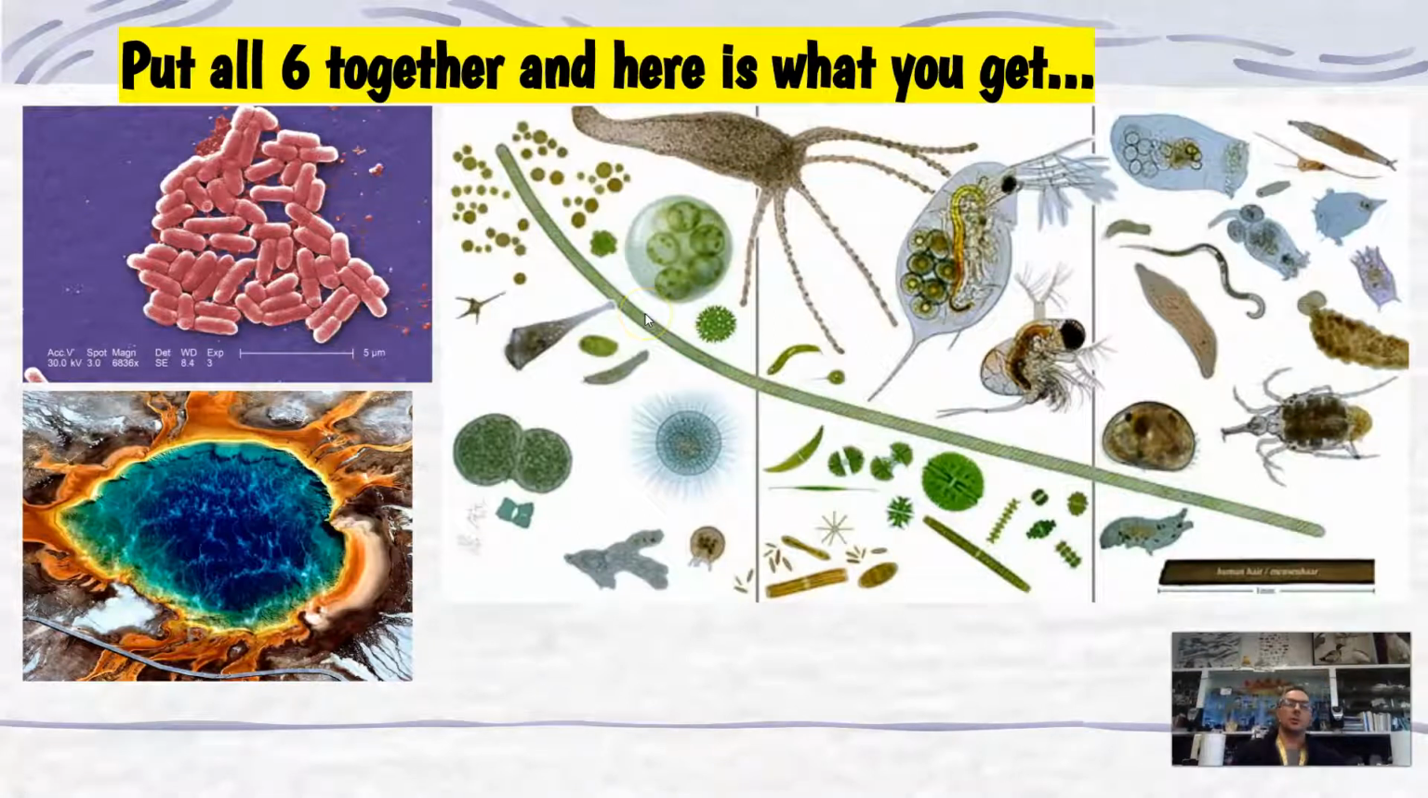Okay, so let's put it all together now. We have all 6 things, right? We have all living things are made of cells. We have all living things need and use and require energy. We have all living things have DNA. And those are really the big 3, right? That's like what stuff is and does.